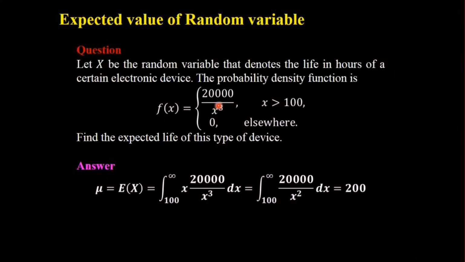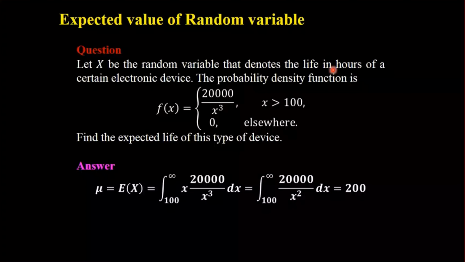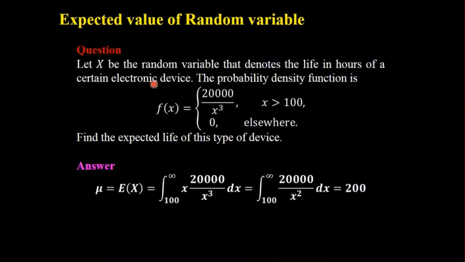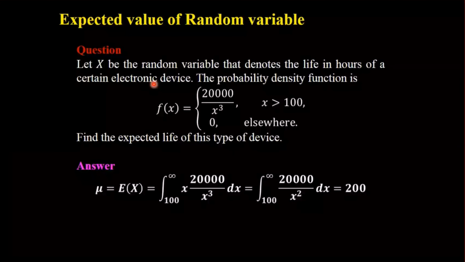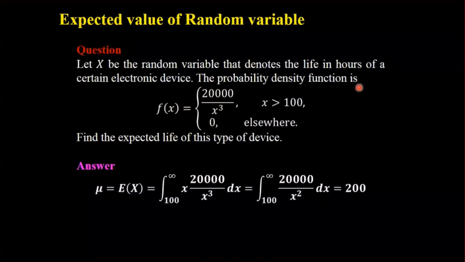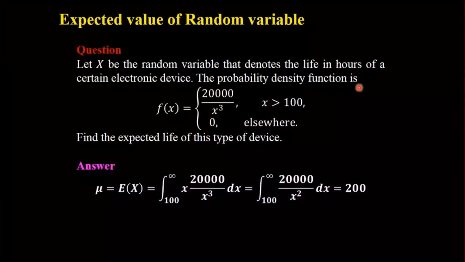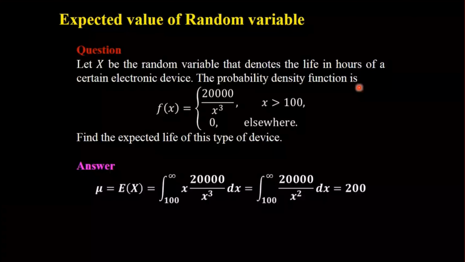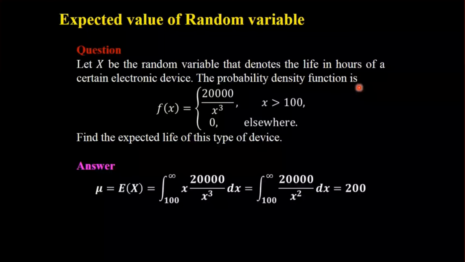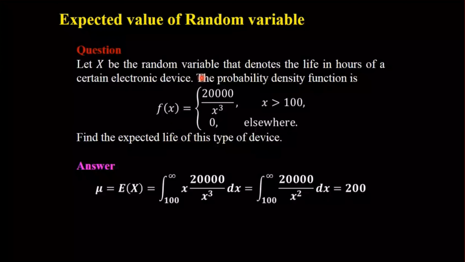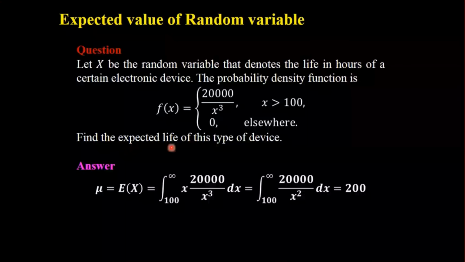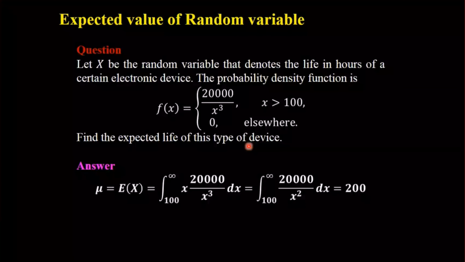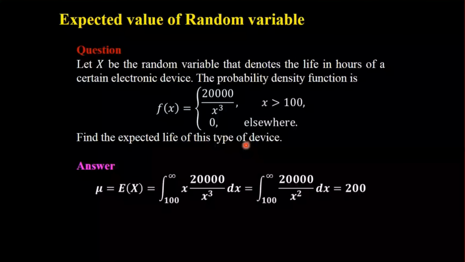Now in the continuous case also we can find it like this. Let x be the random variable that denotes the life in hours of a certain electronic device, let it be a bulb or something, with the probability density function. I told you, probability density function comes when you discuss the continuous case. So in the continuous case it is called density, and in the discrete case it is called mass function. Now the probability density function is given and it is asked to find the expected life of this type of device.